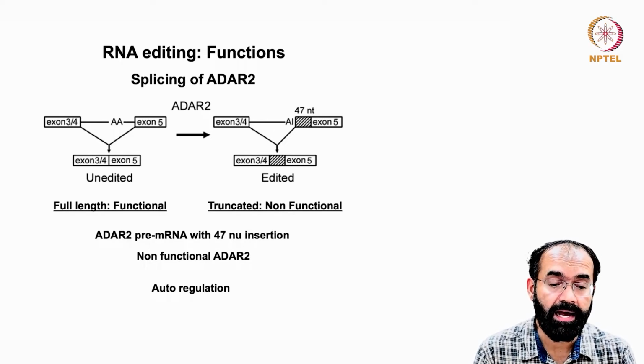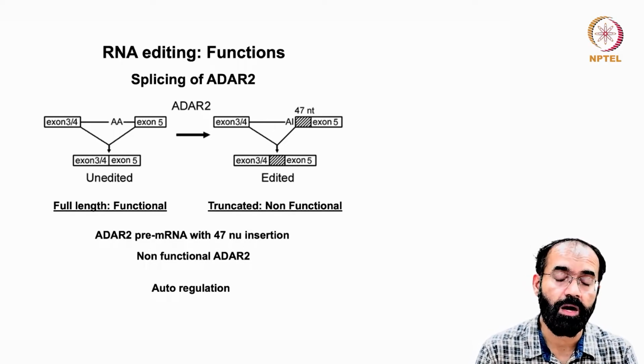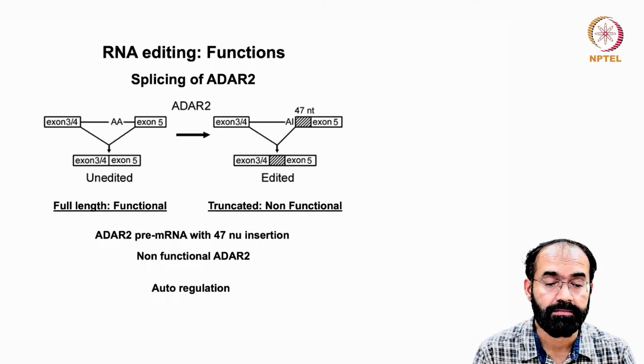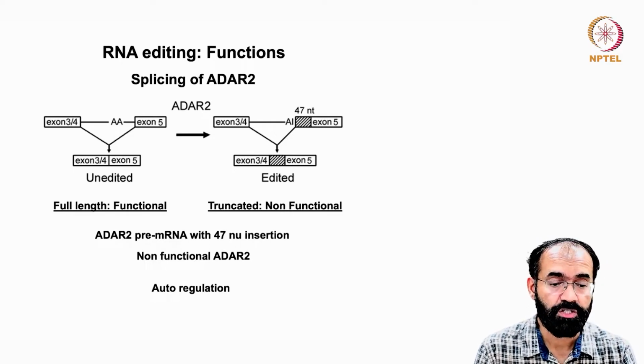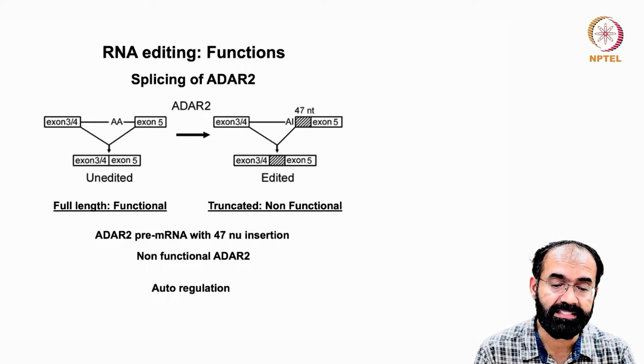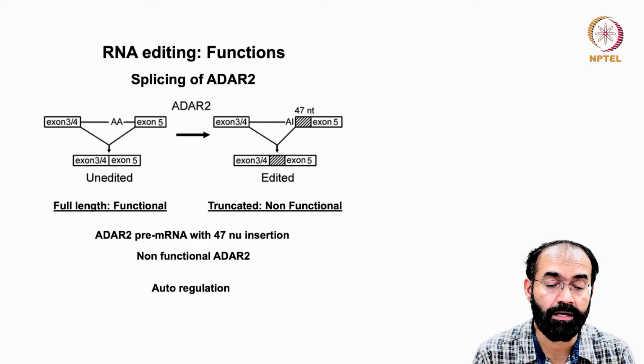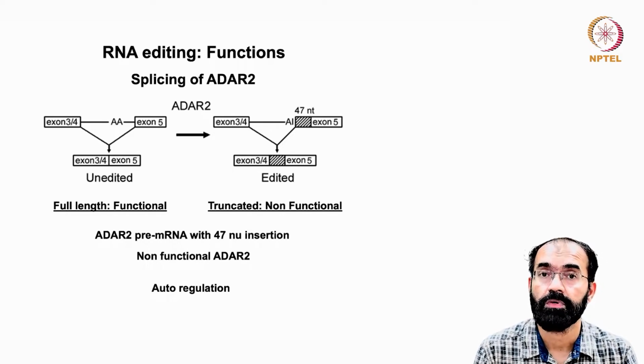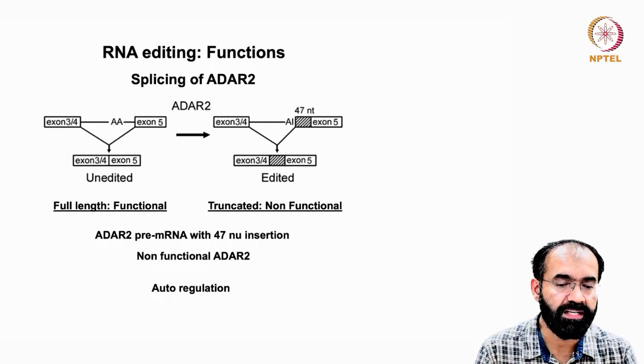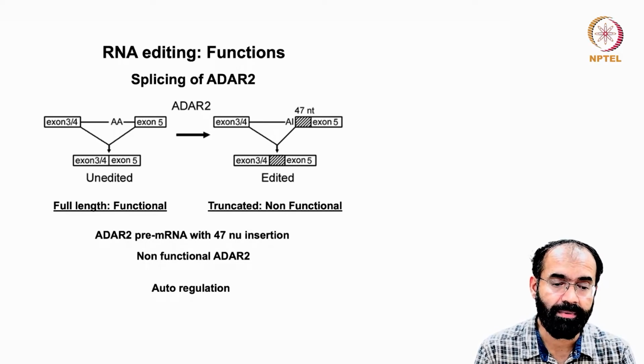So this is, you are doing a change onto the ADAR2 enzyme itself. So how enzyme itself is regulating itself. So ADAR2 pre-mRNA with the 47 nucleotide insertion is seen in this case, and it is non-functional, and this can cause its own autoregulation. So exon 3,4 of ADAR2 enzyme, and it has got an exon 5 downstream, and normal splicing happens and you end up getting a full length functional version.